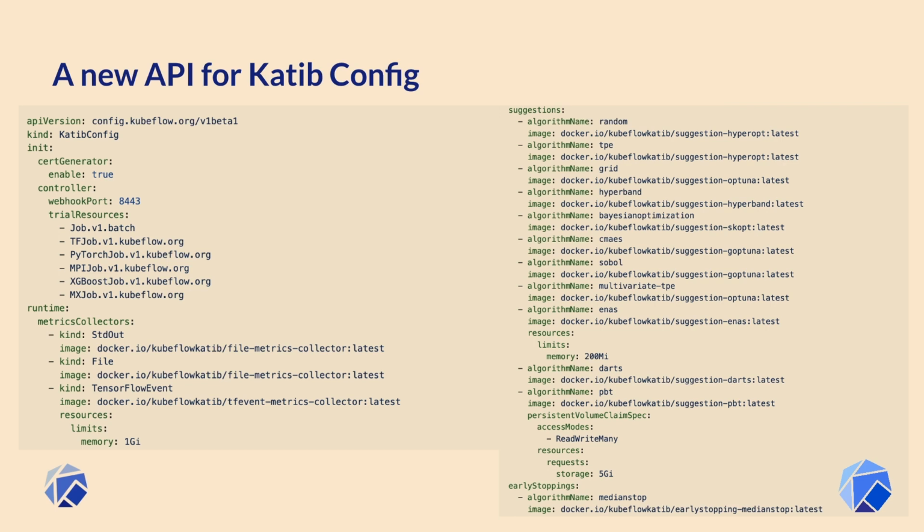And you also have some runtime parameters like metrics collector or suggestions or early stopping. So we kind of split them between init and runtime, which gives the user an ability to understand what kind of parameters will be fetched during the runtime, or the parameters which can be set only when the controller starts. So it's much easier for users to maintain it, and for cluster operators to control the environment without knowing about all of the components of Katib.